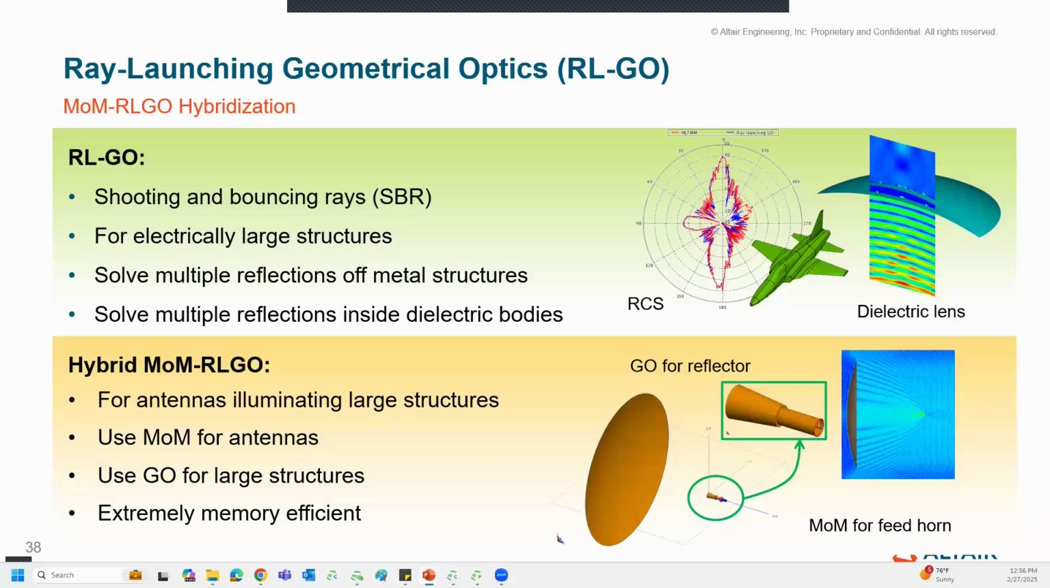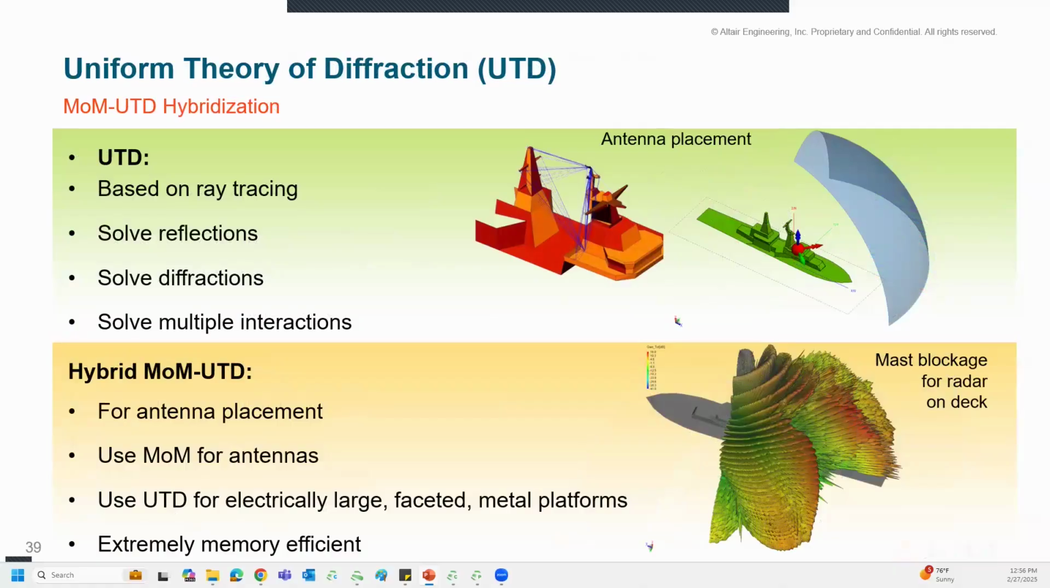And as I said, it is also hybridized with method of moments. So the source part or the radiating element part will be treated with method of moments, but the larger part, whether it is a reflector or a dielectric lens or any other larger platform, can be treated with RLGO. And same thing with UTD also. When you have a platform that can't be handled even with physical optics, let's say you have hundreds or thousands of wavelengths in size, a platform like a huge ship, there you can save a lot of resources by switching to UTD. Because of the ray tracing approach, it takes a fraction of resources compared to any of the full wave solutions.